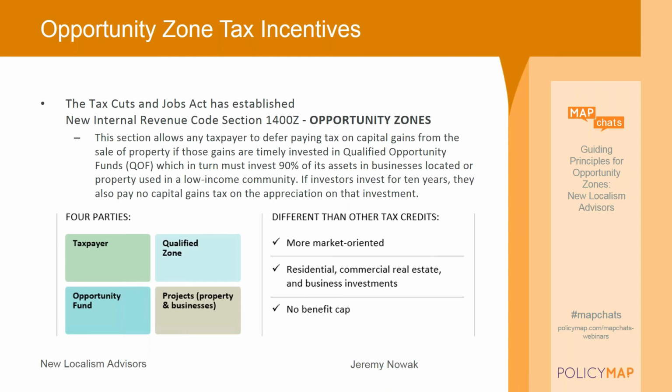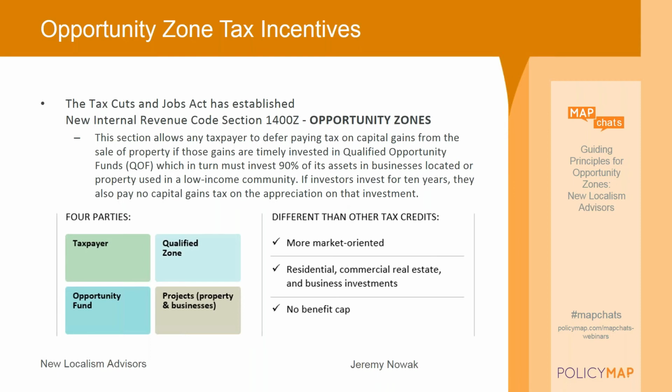You really have, in essence, 4 parties to it. You've got the taxpayer who wants a capital gains deferment. You've got the qualified zone, which has been chosen. You have what's being called an opportunity fund, which is put together to put money into the qualified zone, and it's got to have 90% of its investments in qualified zones. And then you have the projects, which can be property or businesses in those projects.